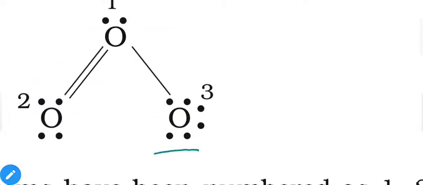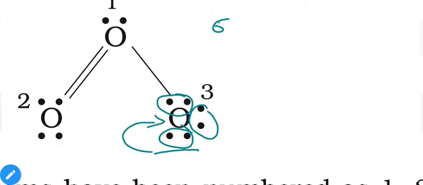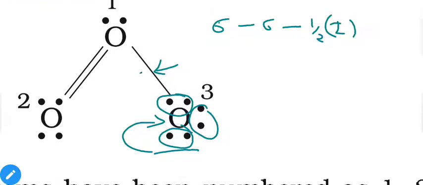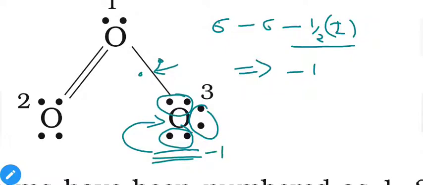And now let us calculate for the last oxygen, the third oxygen. In the free state, it has 6 valence electrons. Now for the lone pairs, we have a total of 3 lone pairs. That means 6 electrons that are completely present inside the oxygen. They are not shared. So minus 6. Minus, we have one bond only. So 1 by 2 multiplied by 2, because we have one bond, which represents that there are 2 electrons present here. So according to this calculation, 6 minus 6 is 0, minus 1 is equal to minus 1. So the third oxygen carries a minus 1 charge.